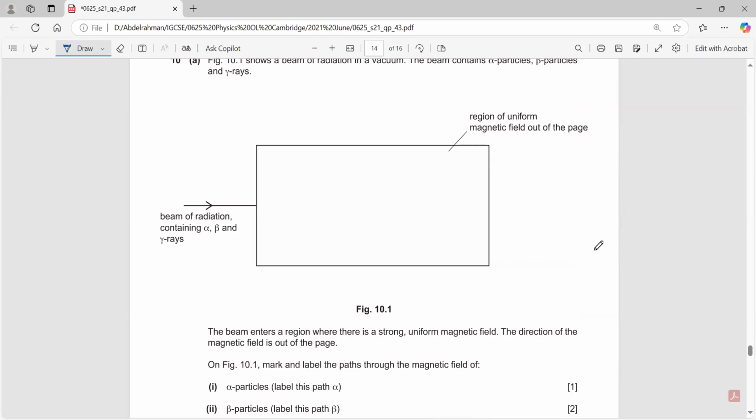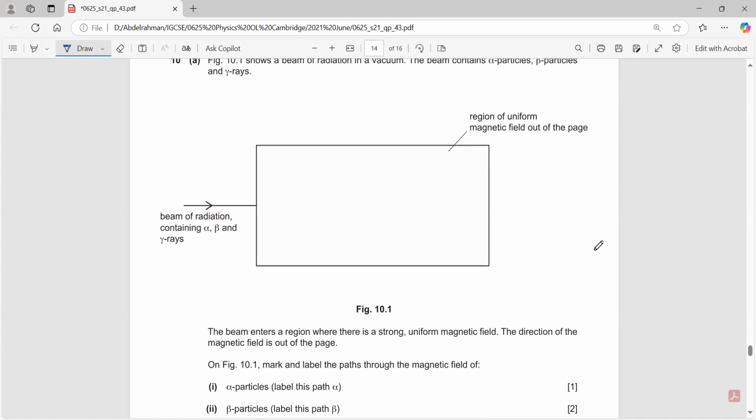So using Fleming's left-hand rule or Fleming's right-hand rule, let's start off with the left-hand rule. First finger, the index finger, is the magnetic field. Magnetic field is out of the page. The second finger, the middle finger, is the direction of the alpha. I'm talking about Fleming's left-hand rule. Left-hand rule is alpha, right-hand rule is beta, or you can just use the left-hand rule and say that the beta is in the opposite direction.